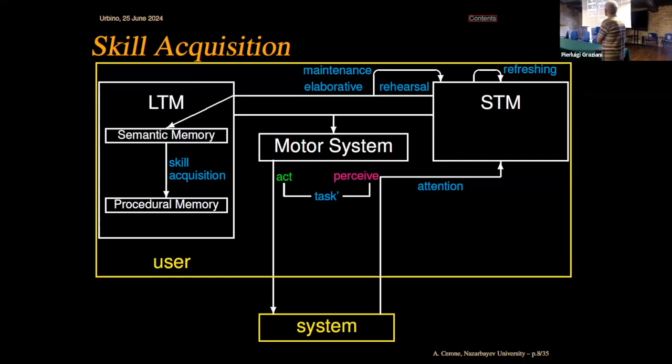So semantic memory is more associated with deliberate behavior. I make a decision, I have a goal in particular, we talked about goals, and I do something in order to achieve this goal. Procedural memory is what implements the automatic behavior.